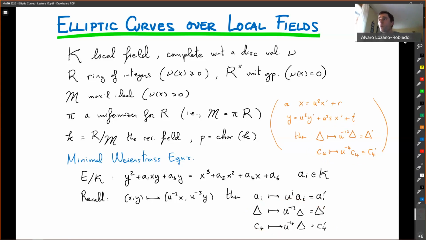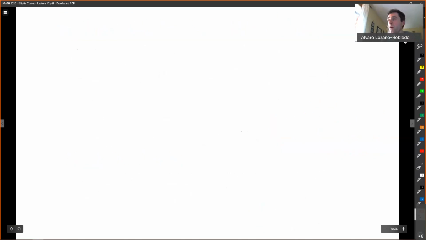So now what I can do is consider all possible Weierstrass equations for my model, and then see which one has, I want integer coefficients, so I want the coefficients to be in R, to be in Z_p. If you're thinking of the p-adics, I want p-adic integers as coefficients, and I want my discriminant to be the smallest possible. Okay, so that is how we define a minimal Weierstrass model.